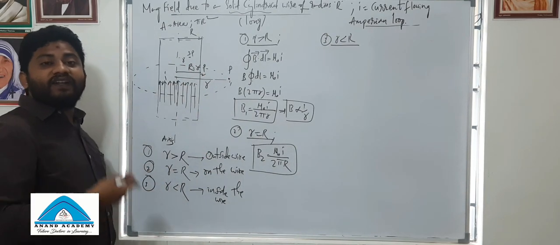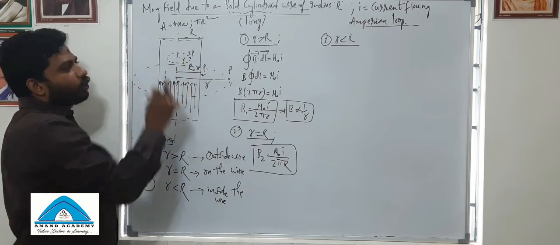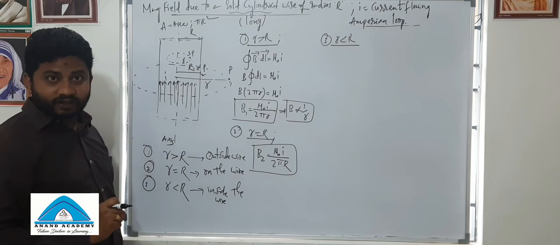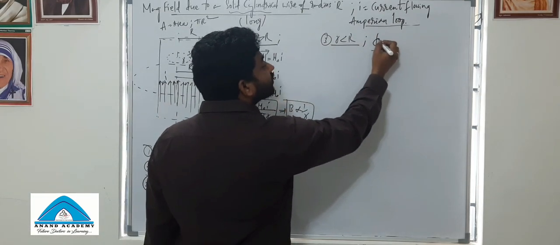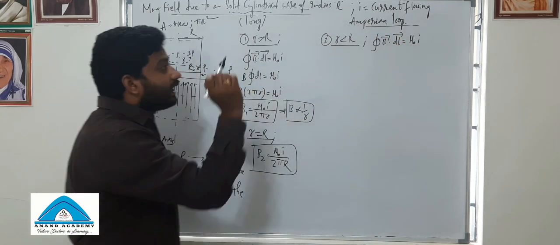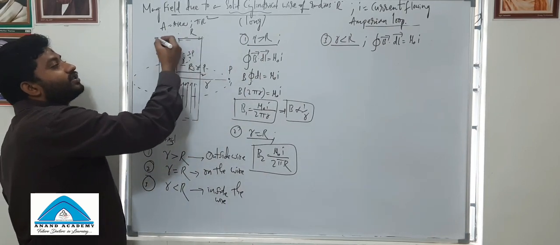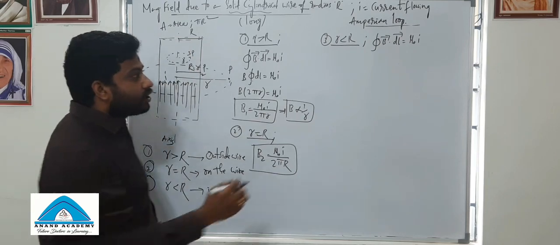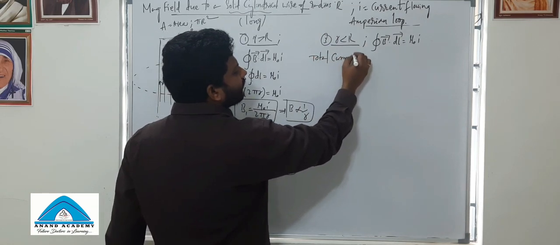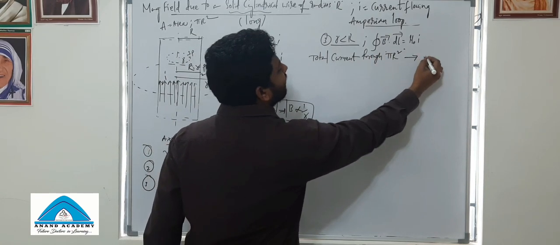Okay, we need to find the Amperian loop. Look here, this is the Amperian loop. The small loop you can see is called the Amperian loop. And the current passing through this Amperian loop is also very important for us, because we know closed integral B dot dl is equal to mu naught into I. Here I is not the total current passing through this loop. The total current passing through an area of pi R square is I.